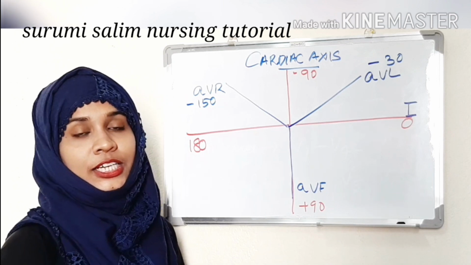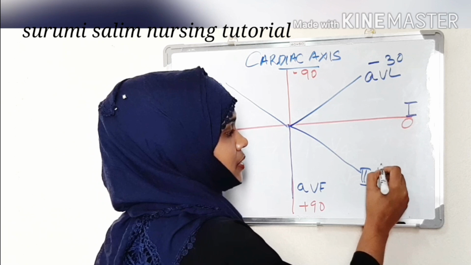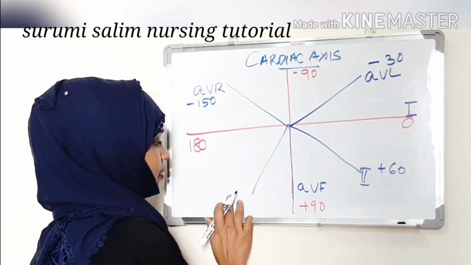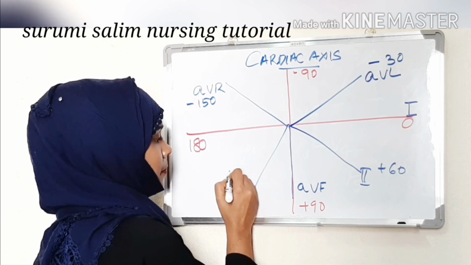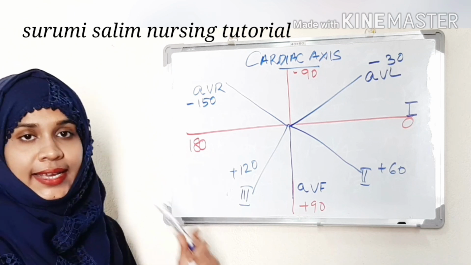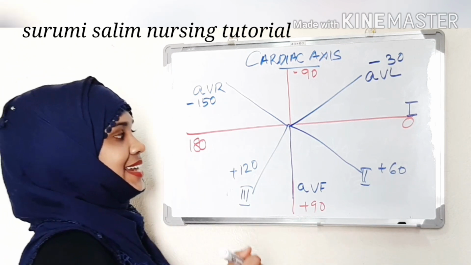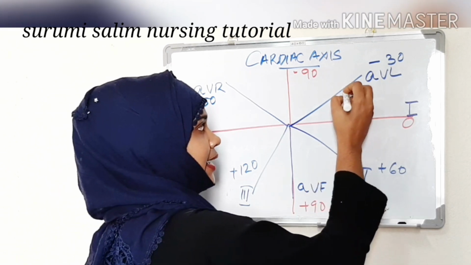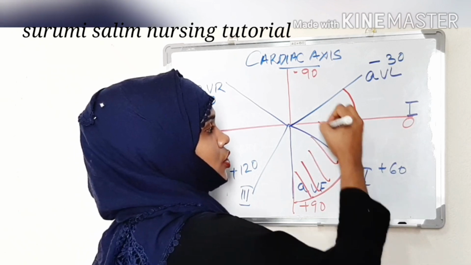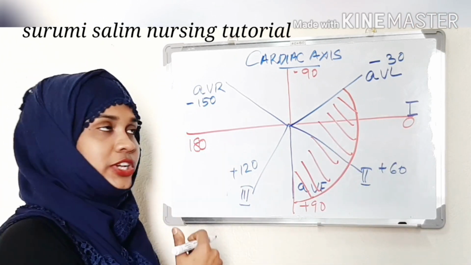Next is lead 2 and lead 3. Lead 2 is here, positive 60 degree, and lead 3 is here, positive 120 degree. Okay. So in this hexaxial system, we will see the normal axis. The normal cardiac axis lies between negative 30 to 90 degree. Okay. This is called the normal cardiac axis.